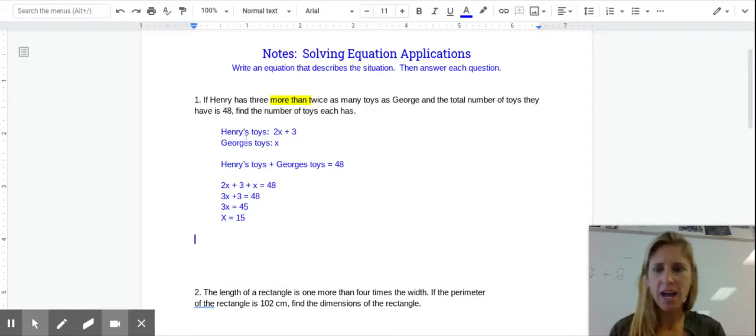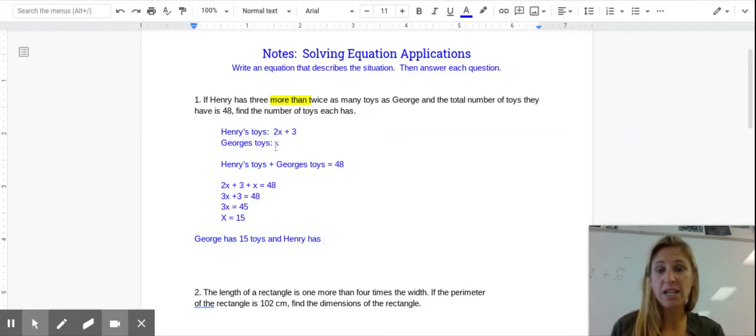What the heck is X? I go back up and I'm finding X. Well, X is George's toys. That's how many toys George has. So when I finish these word problems, I have to think about, what am I answering? Well, the question says, find the number of toys each kid has or each person has. So George has 15 toys and Henry has, how do I find that out?